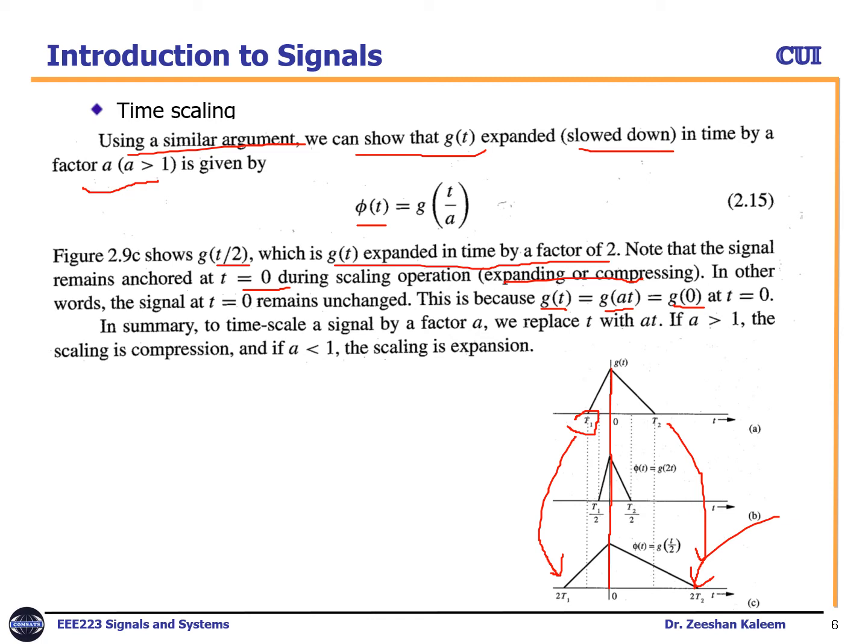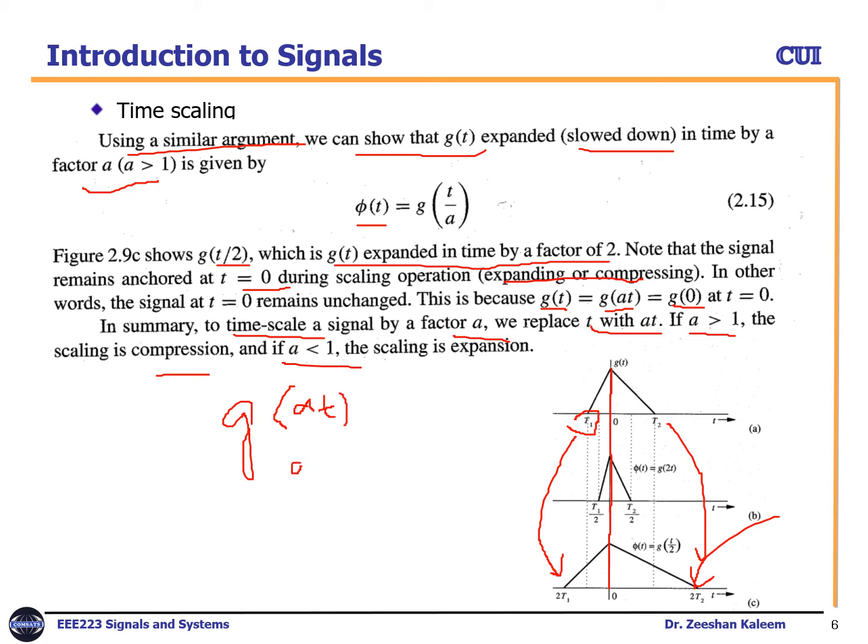In summary, to time scale a signal by a factor a, we replace t by at, and if a is greater than 1, the scaling is compression, and if a is less than 1, the scaling is expansion. So for ease, we can say that it is always like this one, gat, right?